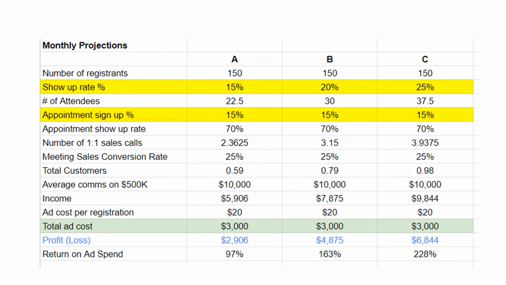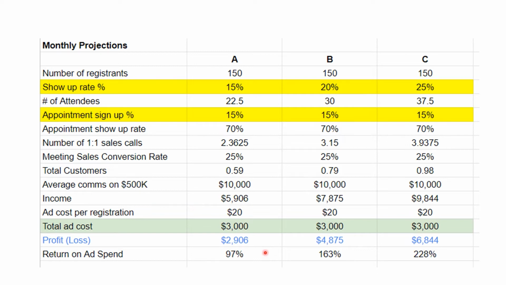So in this case, based on three different scenarios where show-up rates ranged from 15 to 25%, with a monthly ad spend of $3,000, let's look at the return on ad spend, which is the bottom line, right? 97%, which means they're getting the money back on the front end. We're not taking into consideration any of the repeat sales and how long the customer stays with them for the long term. Taking that into account makes these figures look a little bit more sexy, because right now they don't look all that sexy.